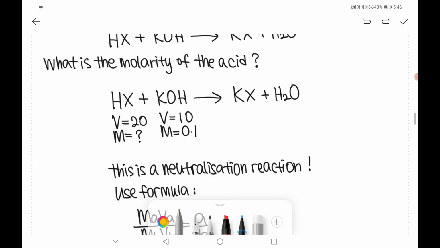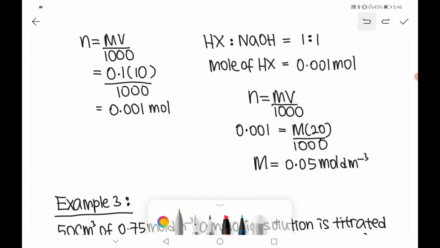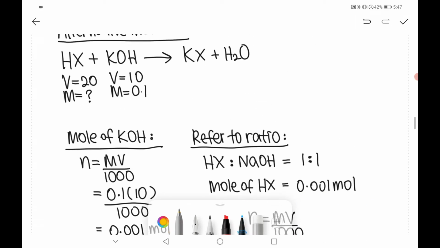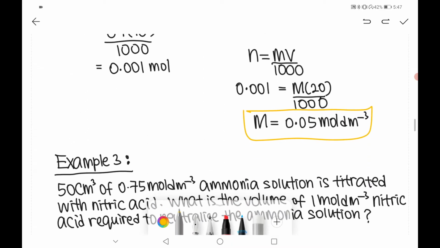You can check here, the volume of the acid is 20, so we put 20 here. Then key the whole thing into the calculator and you can get your M. The final answer for M is 0.05. Make sure you put the proper unit: M is molarity, so the unit is mole per dm cube. The answer 0.05 is exactly the same as just now. No matter which method you use, the final answer must be the same.